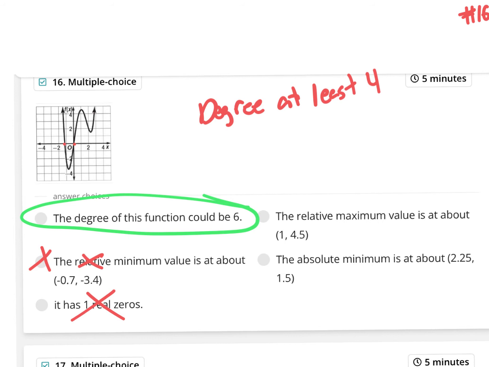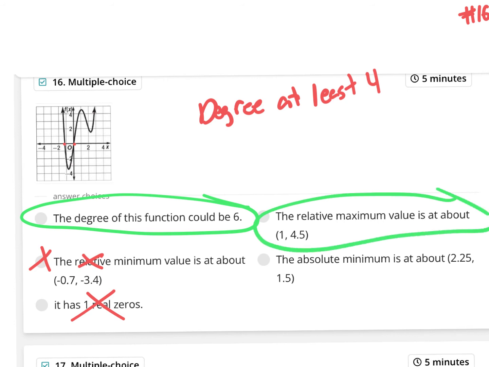The relative maximum value is at about 1, 4.5. So 1 on the x, 4.5 on the y. That is actually a relative maximum. It's not the absolute because it does go higher than that with the arrows, but this is definitely the maximum relative to this little curve. So this is a true statement right here.